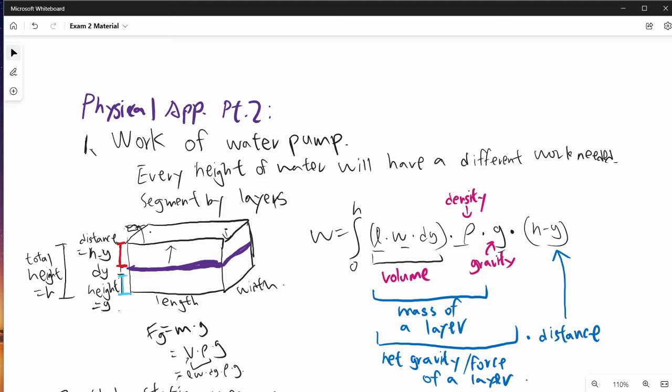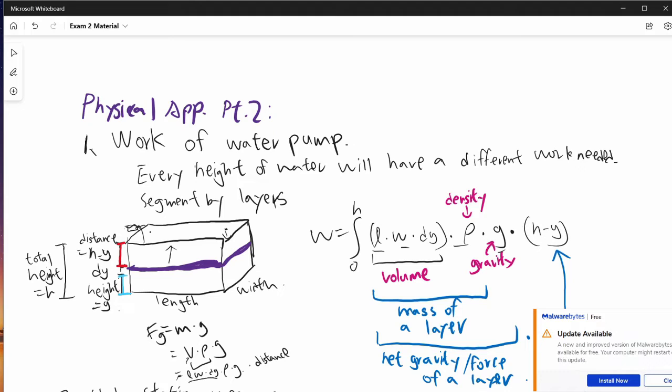Once we have the force, then we can just multiply by the distance, the distance that the force is acting on the object over. Then I can just integrate that, and I can get the work that's done on the whole water tank. So we have all these. The distance will be how far away it is from the top. So I'm doing h, which is the whole thing, minus where it's at, which is y. So h minus y will be the distance for that singular layer.